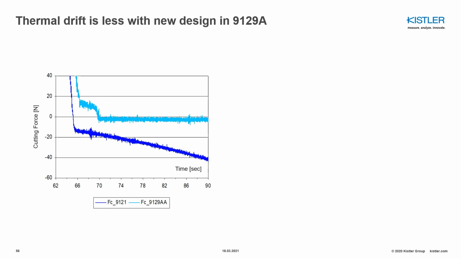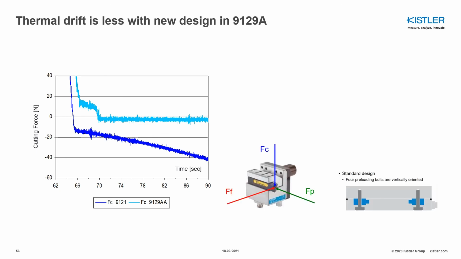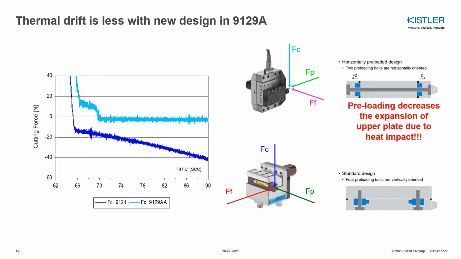Here is a picture. You can see the cutting force measurement, a comparison between 2 dynamometers. The dark blue is 9121, the old model, and 9129 is the new model, as you can see with the light blue. As you can see, there is a drift in the old model. The standard design, or the old design, was that the ring sensors were located, as you can see, and preloaded vertically, while in the new model the sensors are preloaded horizontally, to decrease the effect of the thermal expansion and thus the drift.